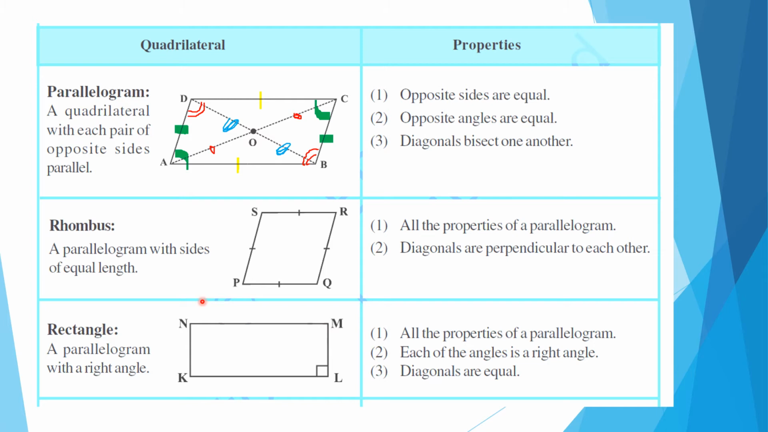It is not sure. So it has all the properties of a parallelogram: opposite angles are equal, opposite sides are equal. It means here all sides are equal. Then diagonals bisect each other, again like that. And the additional property here is that the diagonals bisect each other at 90 degrees. I will give you an example here.